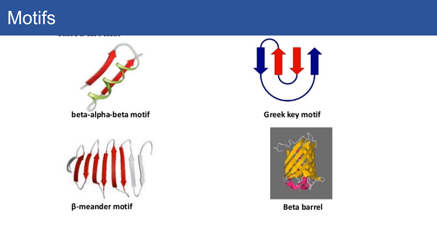So next we're going to talk about three-dimensional structures. And there's some important terms in this, including motifs. A motif is a supersecondary structure in which we have elements of secondary structure that are put together. Some examples are a beta alpha beta motif. We also have a Greek key motif, a beta meander motif, a beta barrel motif.